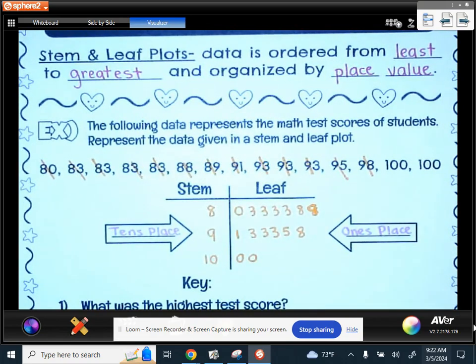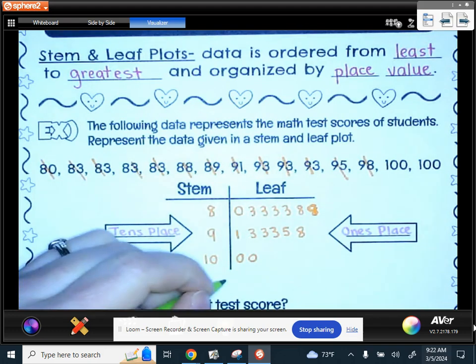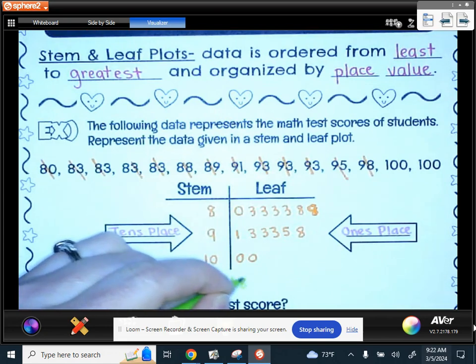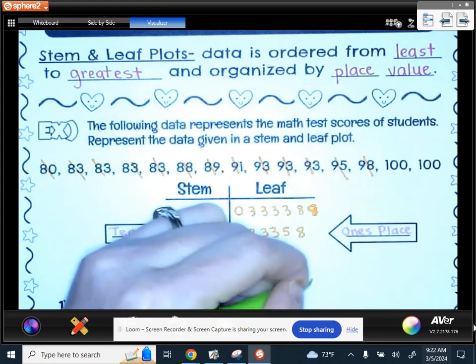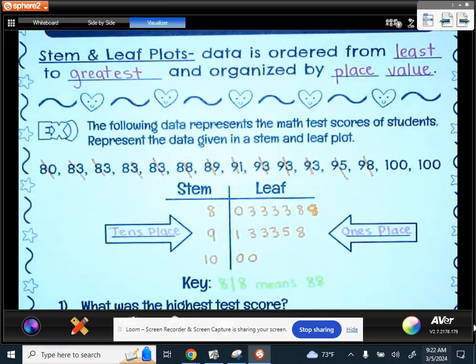And then usually stem and leaf plots have a key at the bottom. So it could say something like this: 8 with a line and another 8 means 88. Or it might say that that equals 88.